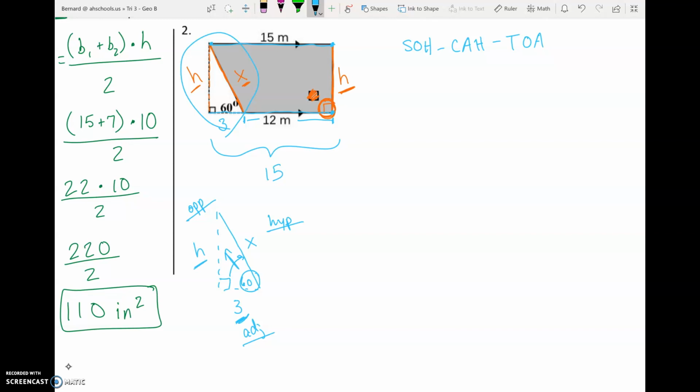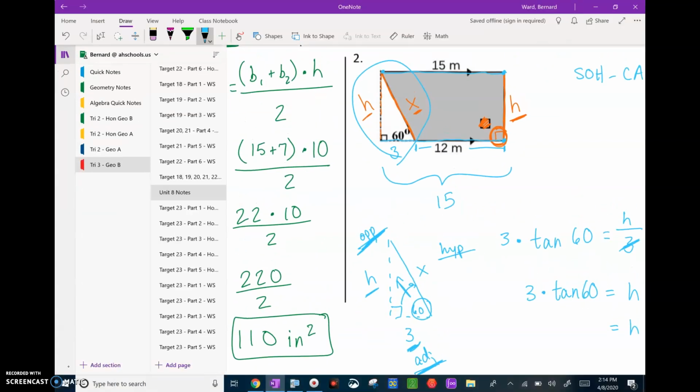So if we want to find H, we have to work with opposite and adjacent, right? Opposite and adjacent. That comes from TOA. Tangent is opposite over adjacent. So tangent of 60 is going to equal opposite over adjacent, so H over 3. And then we'll times both sides by 3. So our fraction can cancel, leaving us with H on the right, which is what we want, and that'll be equal to 3 times the tangent of 60. And so when we type that into our calculator, we will know what our height is.